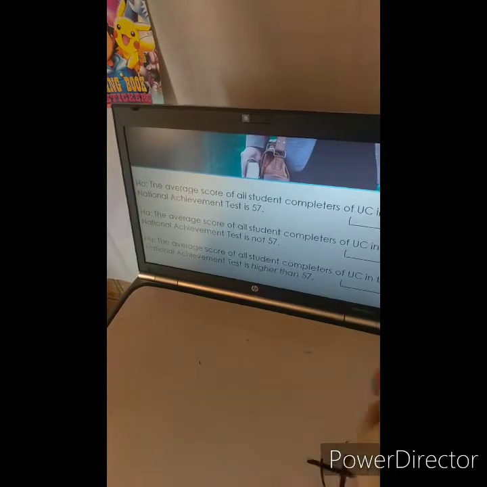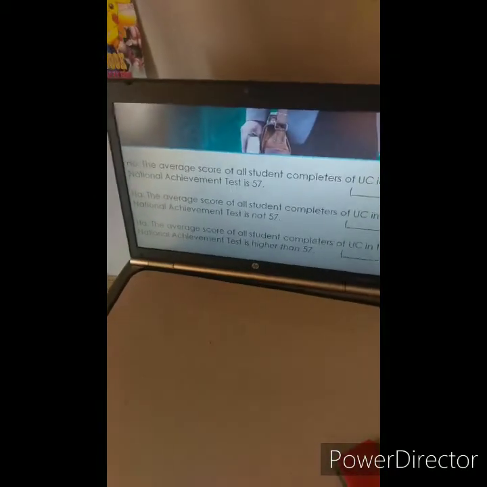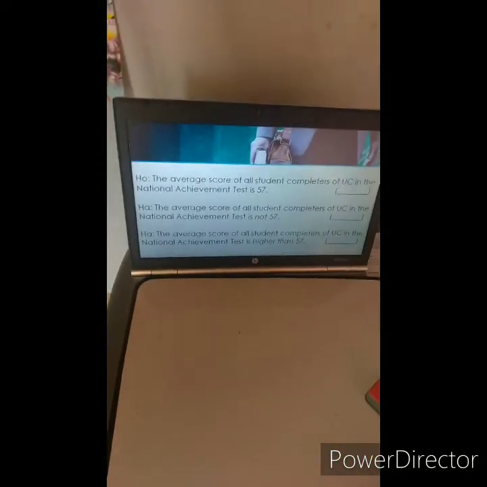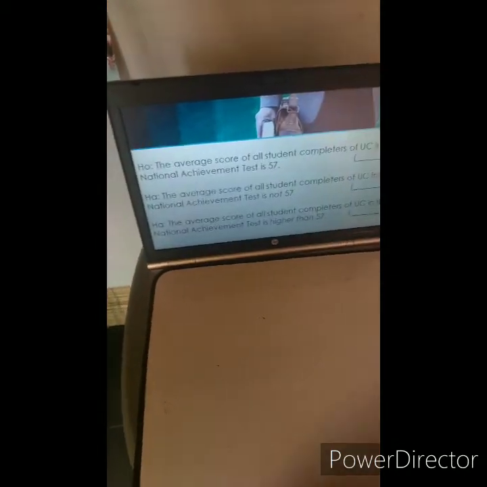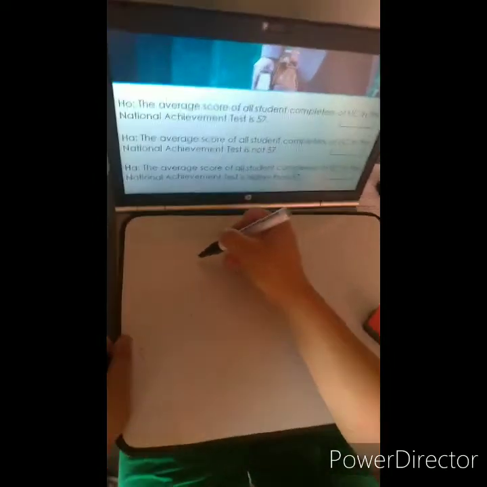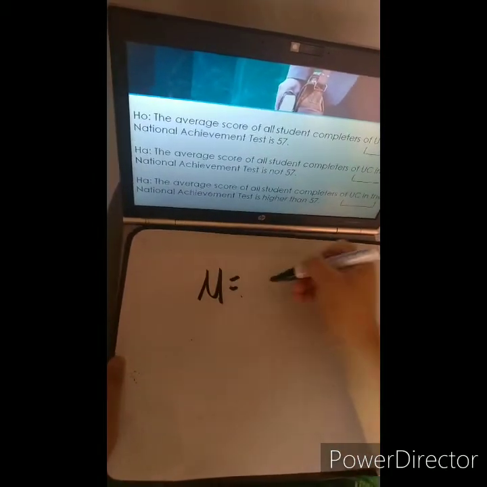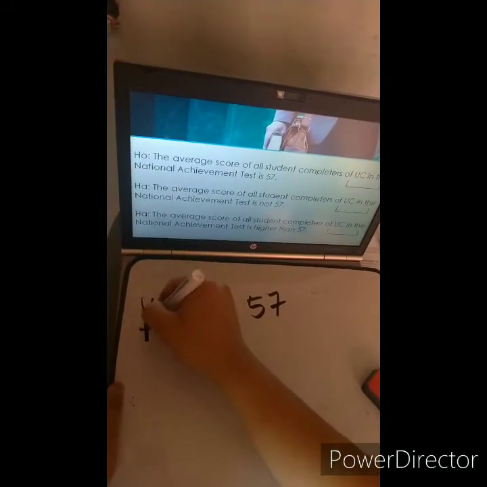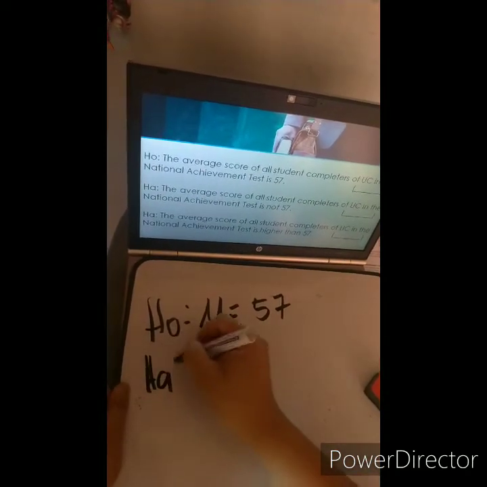So, example number 1. Our H0, or our null hypothesis: the average score of all students, completers of UC, in the National Achievement Test is 57. So, simply, what is the answer there? Can we just translate it into mathematical form? We have mu is equal to 57, meaning the mean is equal to 57. That is your H0. Okay, now we have the alternative hypothesis.